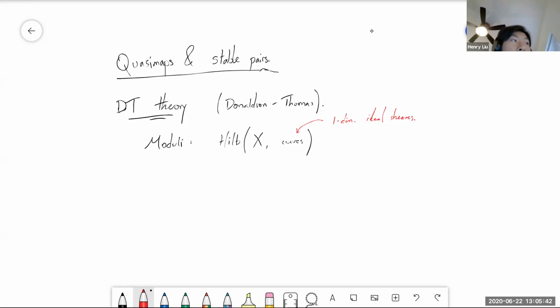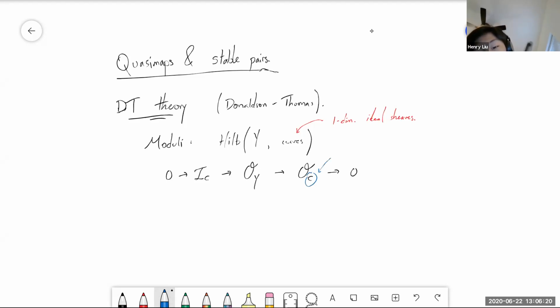Okay. So to be very concrete, this means you're thinking about ideal sheaves of a curve C, and these fit into a short exact sequence. Actually, I just realized I'm more used to calling the threefold Y, so let's call it Y. And this ideal sheaf is a subsheaf of the structure sheaf of the threefold, and its quotient is the structure sheaf of the curve which you want to count. Okay, so this C here is the curve.